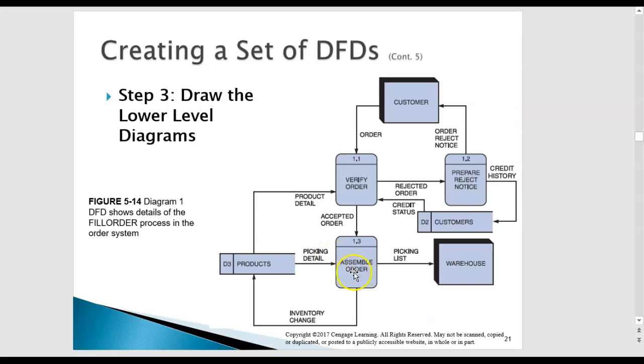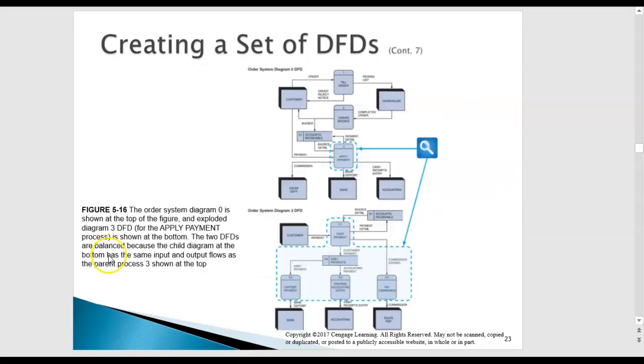So there has to be a certain form of consistency throughout your process of creating a DFD. So this is an example of how the apply payment process, which was the third process in our system, has been exploded into its sub-levels. So the apply payment has been divided or broken down into its sub-levels of post payment.